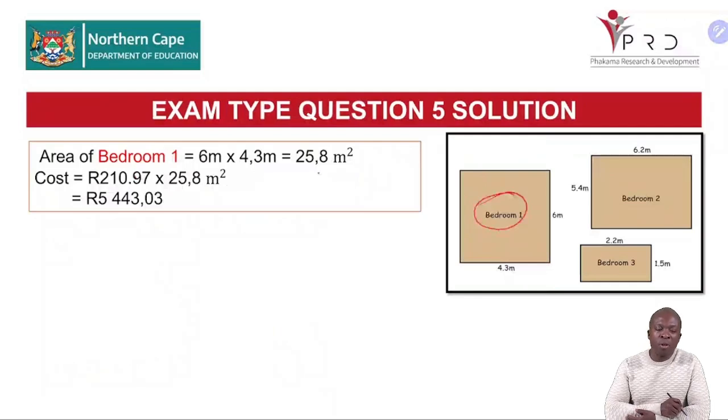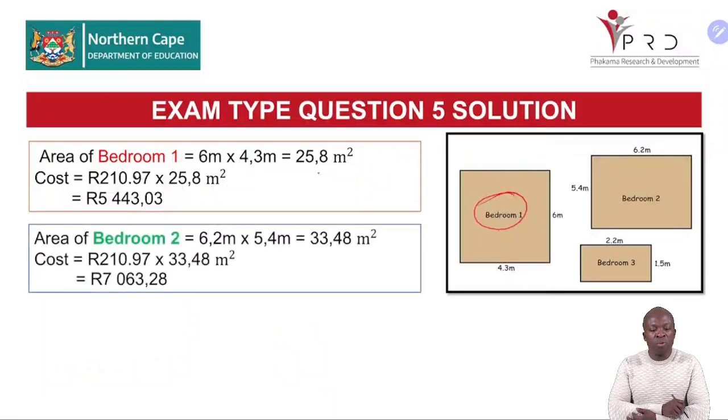I hope you got your second one. So let's look at it together then. Area of bedroom 2, we know is 6.2 meters times 5.4, and that will give us 33.48 meters squared. So what we do now, we multiply the 33.48 meters squared by the price per meter squared, which was 210 rand 97, and that will give us 7,063 rand 28 cents. I hope you got it correct.